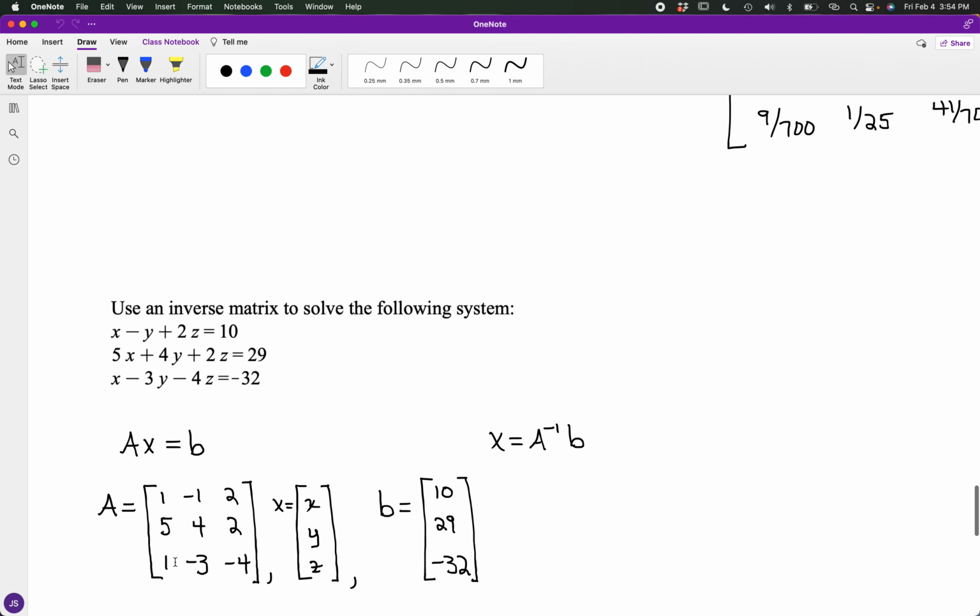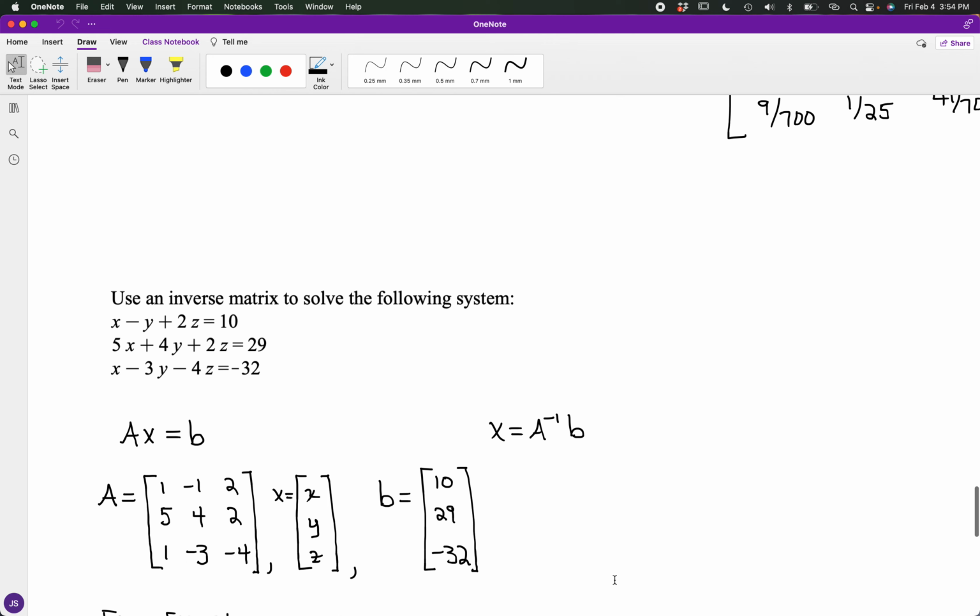But first things first, A, again, we have the coefficient matrix with 1, negative 1, and 2, followed by 5, 4, and 2, and then we have 1, negative 3, and negative 4. And for the solution matrix X, you have a 3x1 arrangement where we have X, Y, and Z. And again, B is going to be the 3x1 matrix that consists of the constants on the right. So we have 10 in reference to the first equation, 29 to the second. And at the bottom, we have negative 32 in reference to the last of the equations.